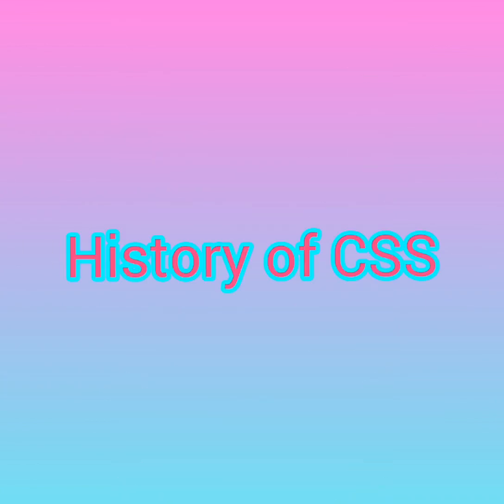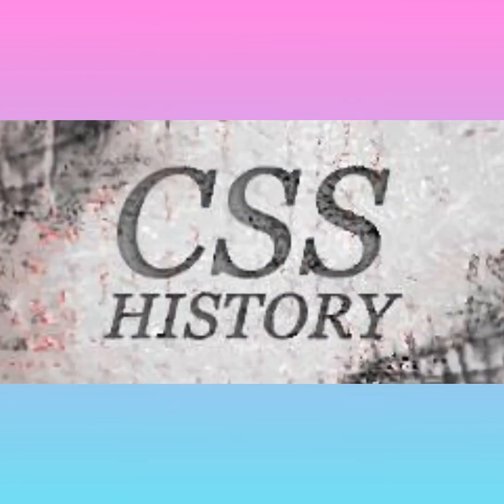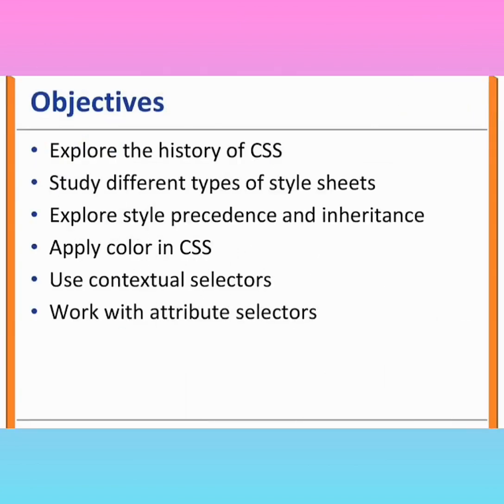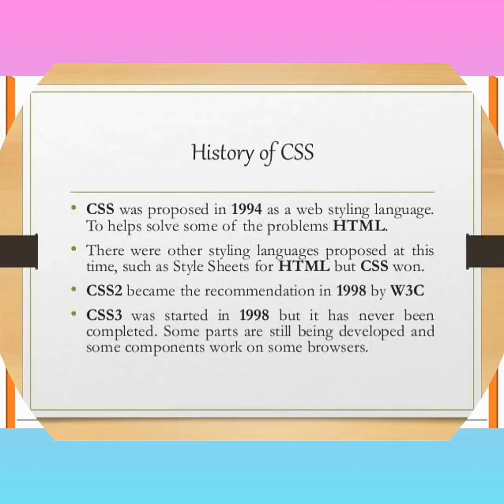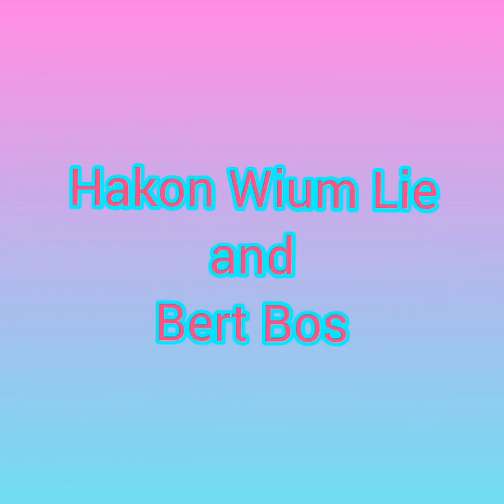History of CSS. HTML has many versions from the beginning of the WWW. In these versions, font, color, etc. were introduced in HTML 3.2. The World Wide Web Consortium, or W3C, introduced the cascading style sheet in order to eliminate the repetition of code for this purpose. The idea was suggested by Hakon Wium Lie and Bert Bos.